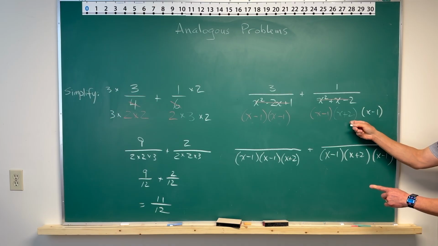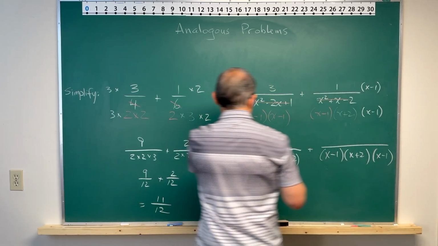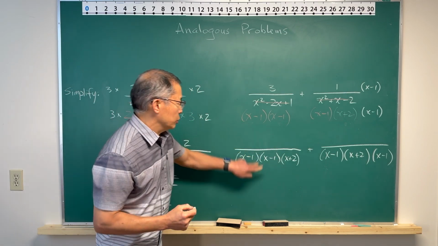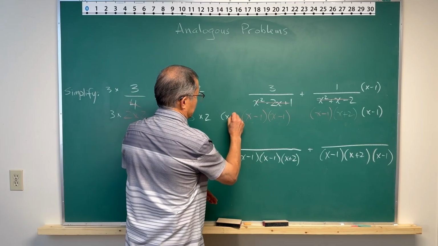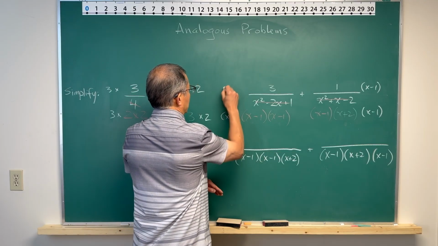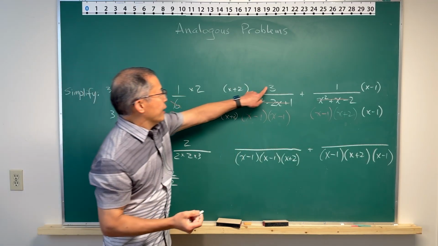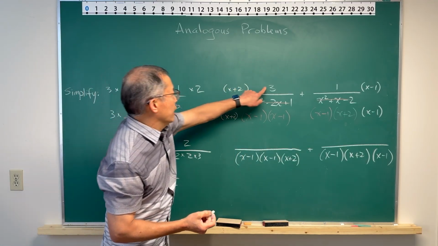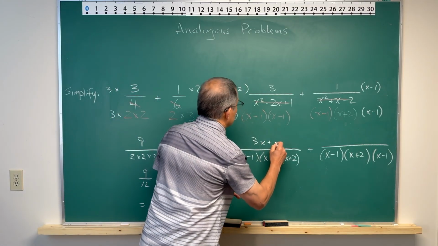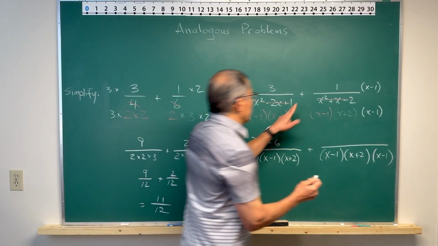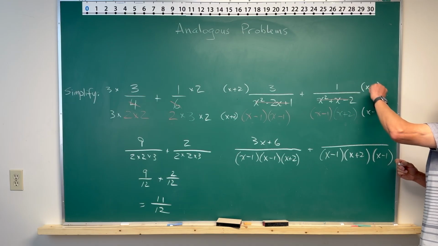Whatever I multiply into the bottom, I multiply into the top. This denominator is missing an x plus 2 because it's already got these two parts. So whatever I multiply into the bottom, I multiply into the top. Well, what is this saying? I have 3 of these things called x and 3 of these 2's, so 3x plus 6, plus, so I don't have to worry about any sign changes, 1 of these and 1 of these.